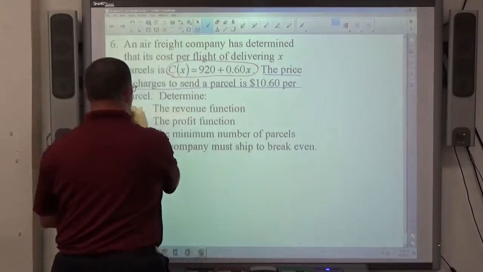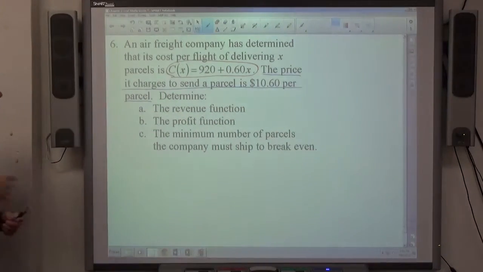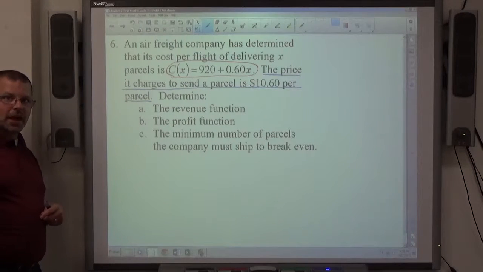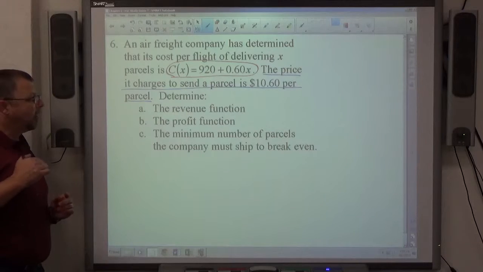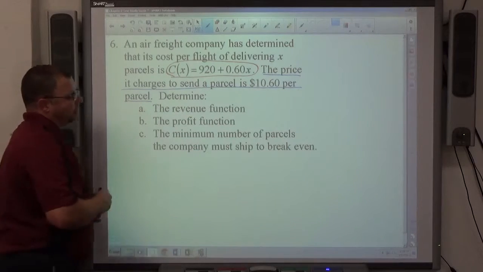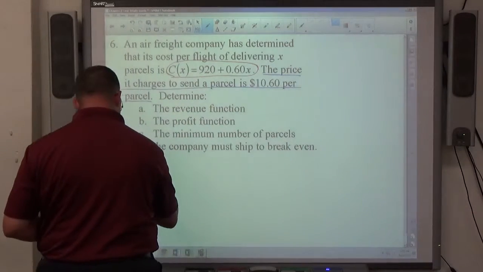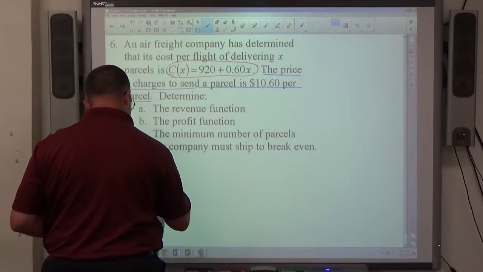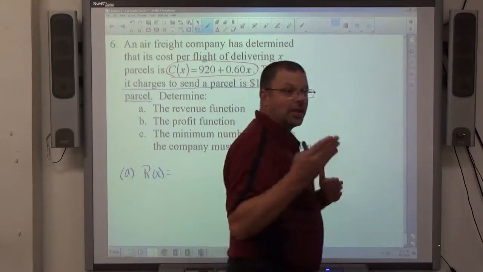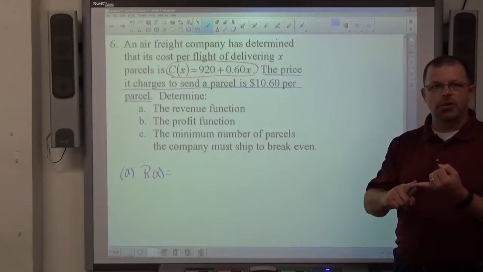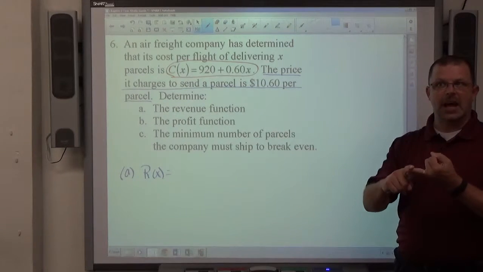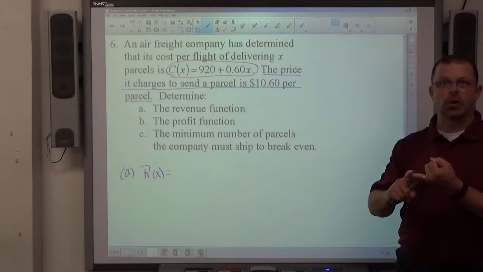Okay, so the price is a set-in-stone price. Every parcel costs $10.60 to send. Okay? So question A, the revenue function. The revenue function has been, every single time we've done revenue problems, how much we charge per item times how many items we're going to charge for.